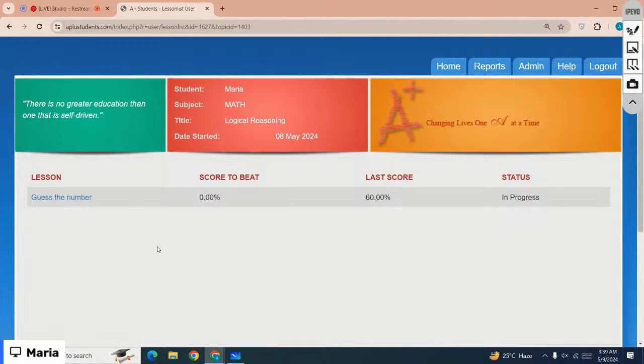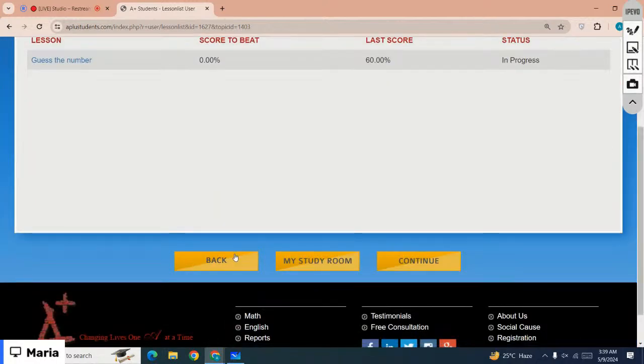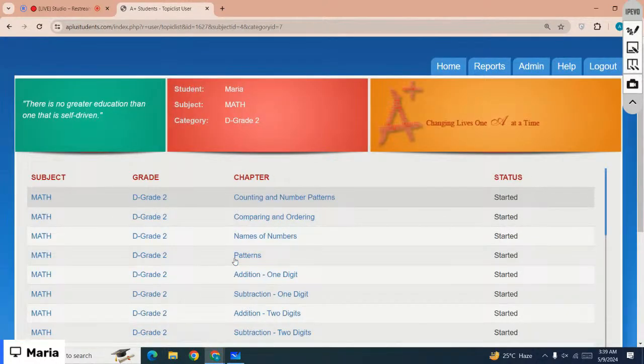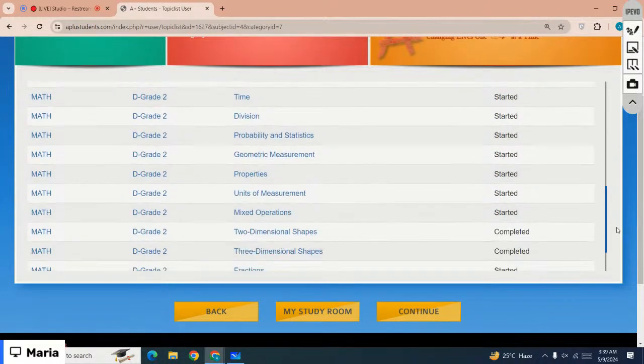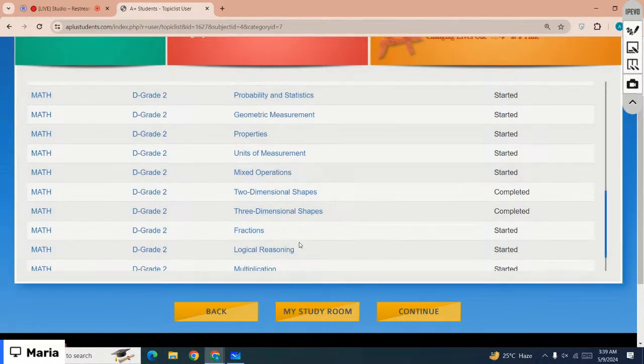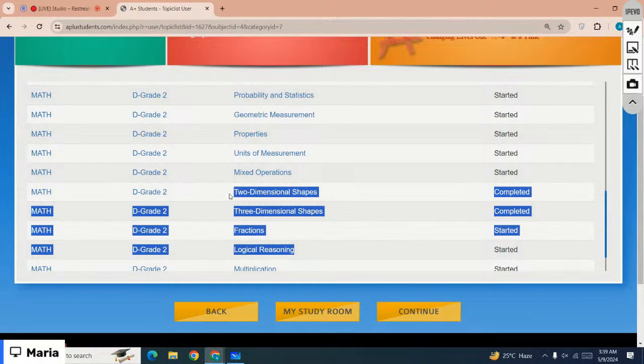So, we were working on grade 2 math. We started with the chapter two dimensional figures. Then we covered the three dimensional figures, then fractions, and the one we just finished is logical reasoning. Please make sure before the next session you complete all the practice questions for the lessons we did today. That is your homework until next session.